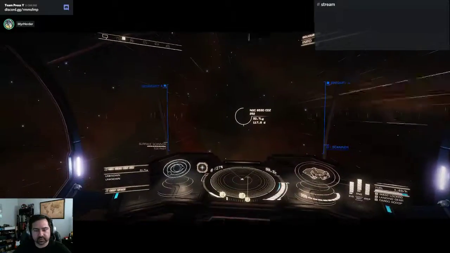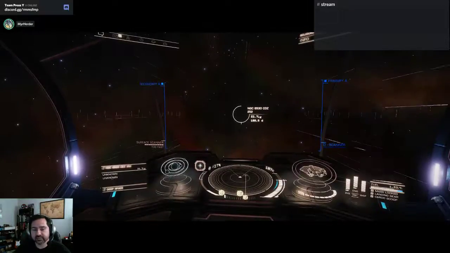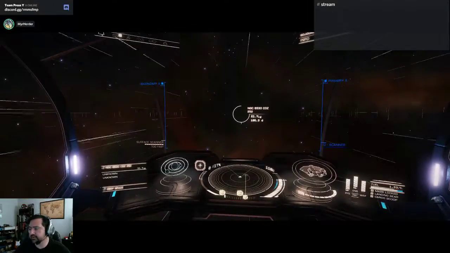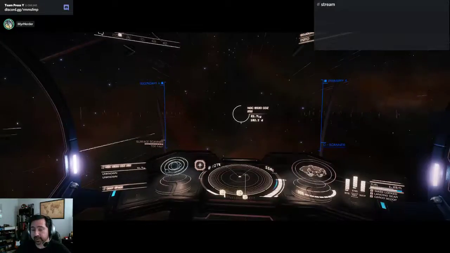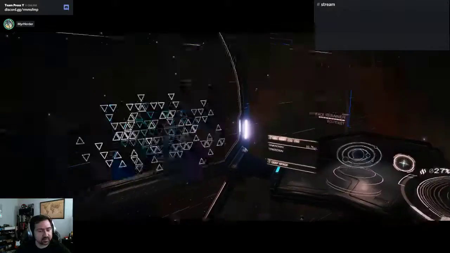Especially now that I'm going to be going past Colonia off into uncharted space, I might find systems that no other human players have been to before, in which case I'll get credit for discovering them. Next time someone goes there, they'll see my name: discovered by.